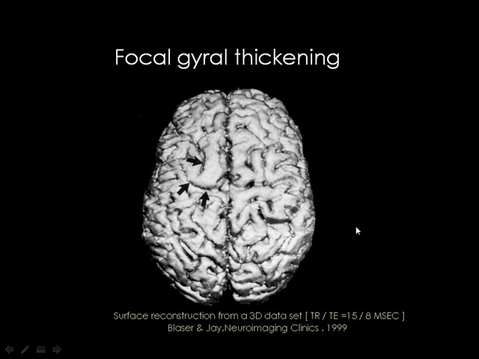This can also be discriminated or seen better by the surface reconstructed 3D MRI images, where you can see the marked thickening of the gyri and the few sulci in the region of pachygyria.